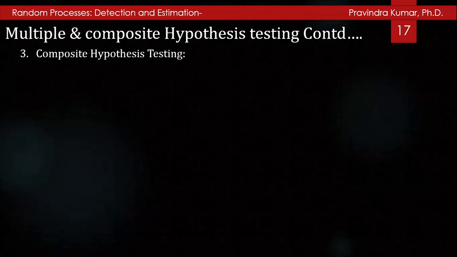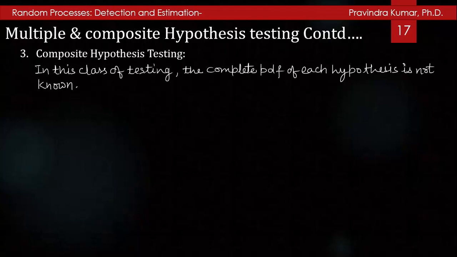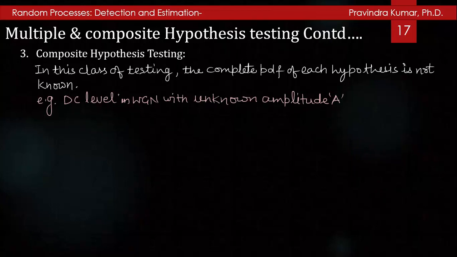Now we will discuss composite hypothesis testing. In simple hypothesis testing, we know the PDF of each hypothesis completely, but when we don't know the PDF of each hypothesis completely, then this class of testing is known as composite hypothesis testing. And so in this, the PDF under H0 or under H1, or both hypotheses, may not be completely specified.